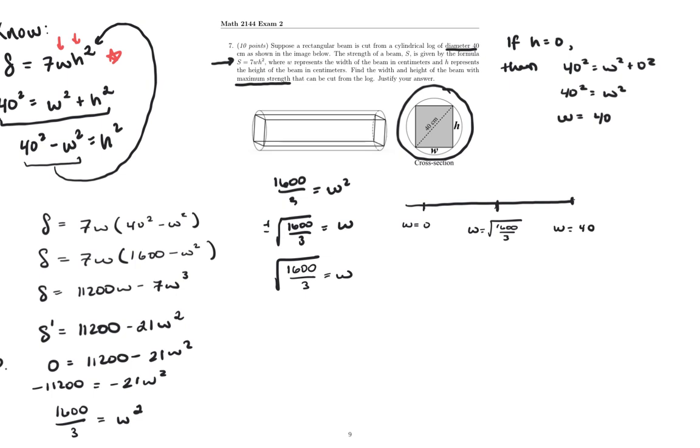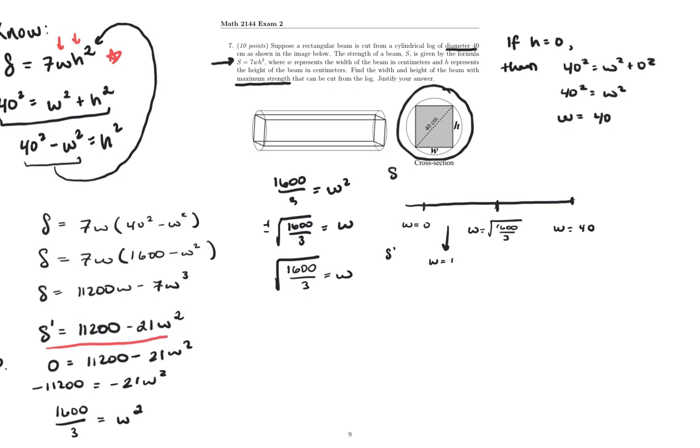Okay, so I want to input values in between 0 and the square root of 1,600 divided by 3. So I want to find a good testing point. A good testing point would be W is equal to 1, and I want to plug W is equal to 1 into the derivative, and that will tell me what, I guess I should not have used F, I should use S prime, and this will tell me what S is going to look like.